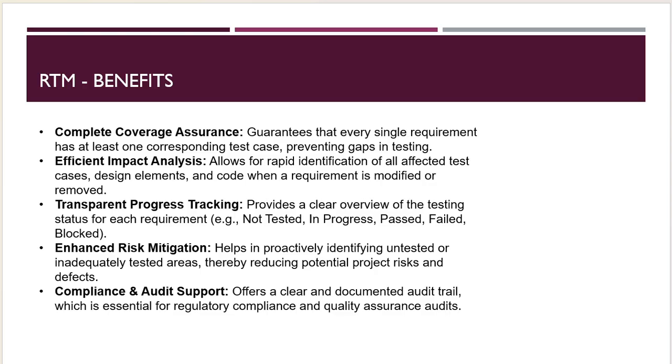Transparent progress tracking provides a clear overview of the testing status of a requirement: not tested, in progress, pass, failed, blocked. Those are the statuses of the requirement. That gives a clear understanding of the testing stages. Then enhanced risk mitigation helps in proactively identifying untested or inadequate test cases, therefore reducing potential project risks and defects. That's the help given by the requirement traceability matrix.